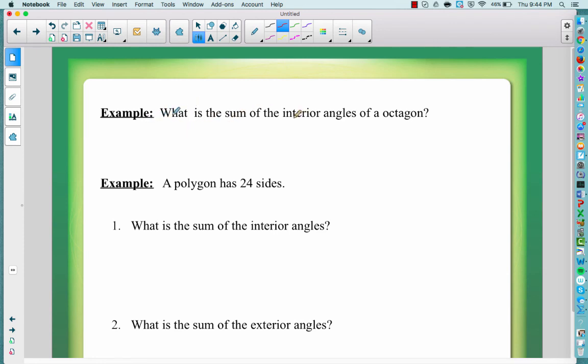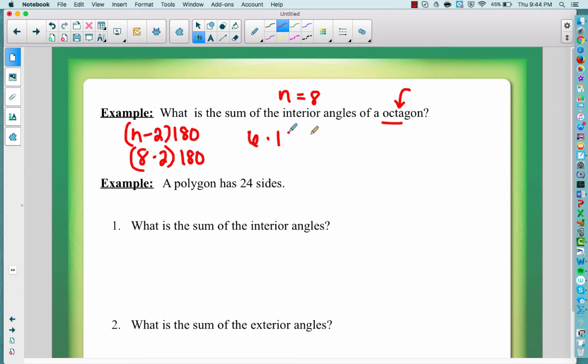It says, here's an example. What is the sum of the interior angles of an octagon? All right, so we need to know that an octagon, octa means 8, so it's an 8-sided figure. So we're going to do n minus 2 times 180, and n is 8. So we do 8 minus 2 times 180, which is 6 times 180, which is 1080. Now, you may remember that an octagon is already 1080, but that's how you do it otherwise.